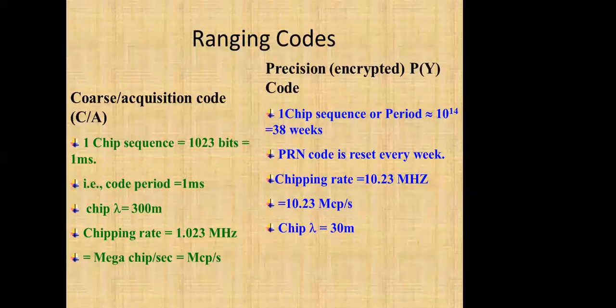So regarding ranging accuracy, what we will get using the precise code will be much better than what we get with the C/A code, because of the higher chip rate. Next.